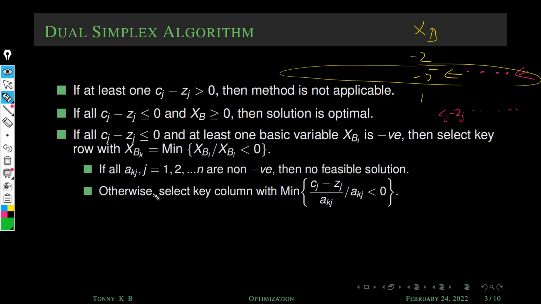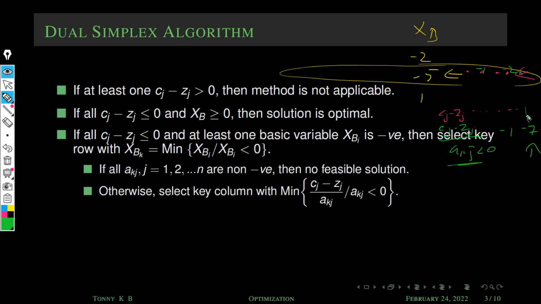Otherwise means at least one negative is there. Suppose this row contains some minus 1 or something like that. If at least one negative entry belongs to this row, then you can find the ratio Cj minus Zj divided by this negative element. That is our next row, Cj minus Zj by akj, with the negative akjs. Suppose we have two negative elements in this row, then you take the ratio corresponding to only these two. That's all. Then take the minimum. Suppose the ratios are minus 1 and minus 7, then the minimum is minus 7, like that.